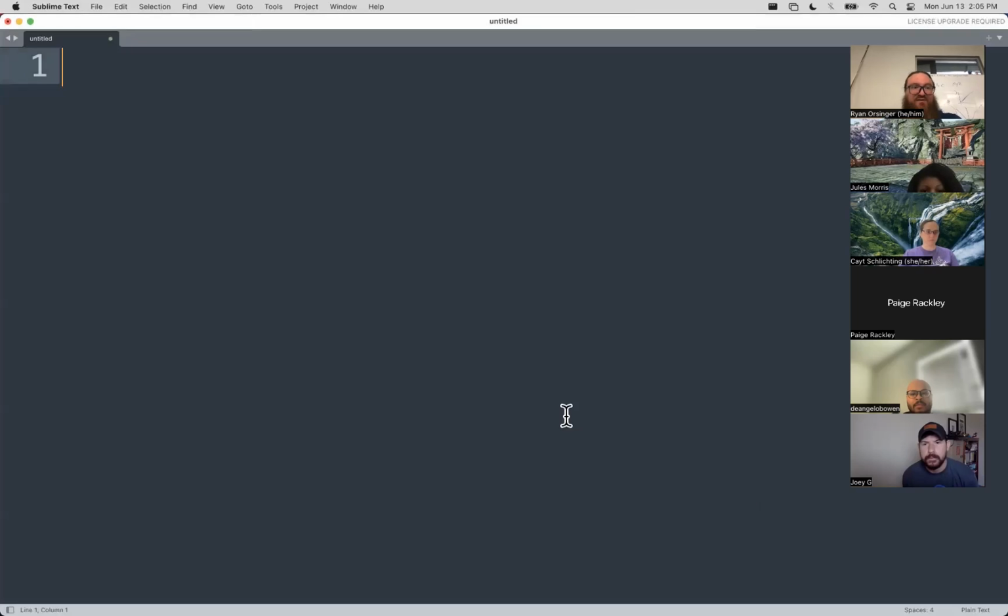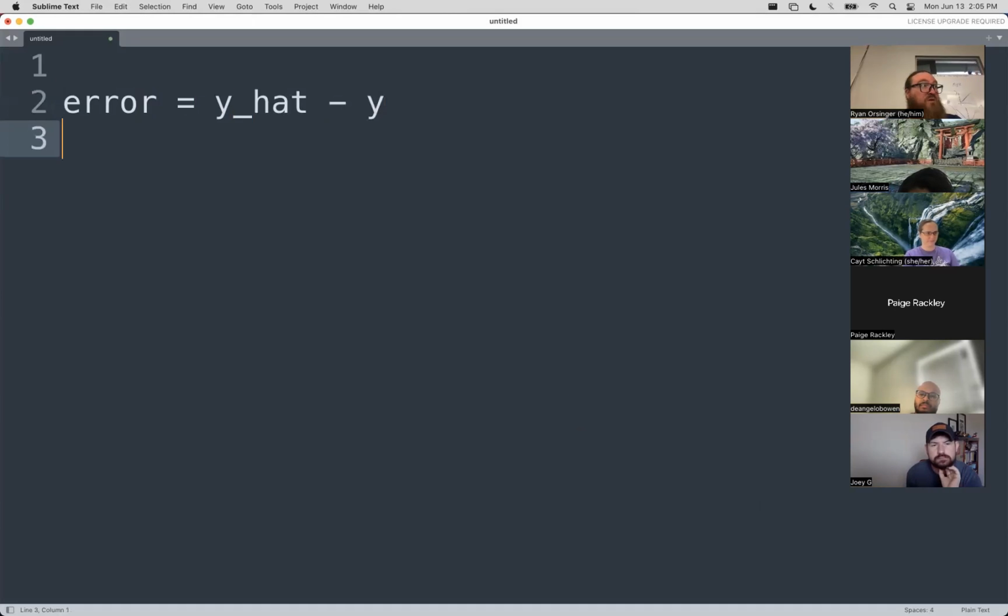Cool. Just to cover this real quick. We have received and calculated errors before. Y hat minus Y is one way to get an error, right? So you take the prediction of a value minus the actual value.